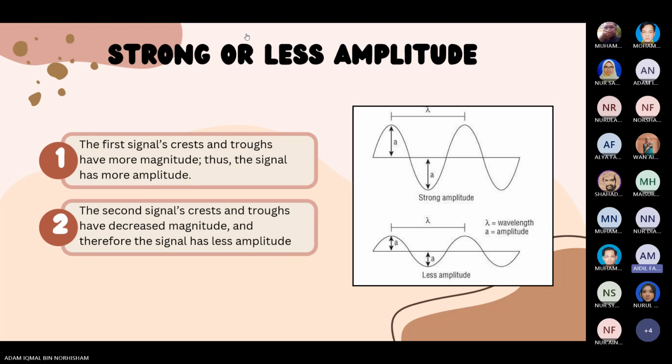How to know strong or less amplitude? First, kalau kat gambar first tu, the first signal crest and trough have more magnitude. Thus, the signal has more amplitude. While the second one, signal crest and trough have decreased magnitude, and therefore the signal has less amplitude.